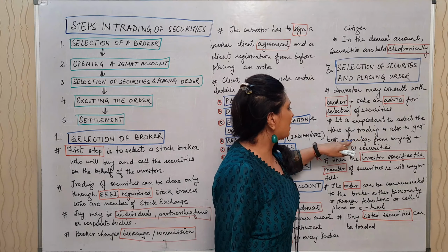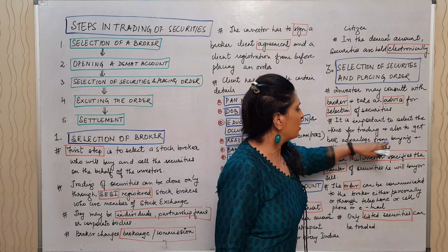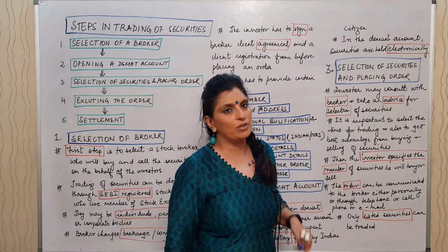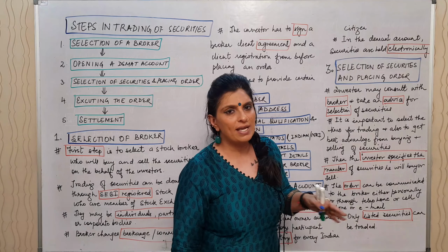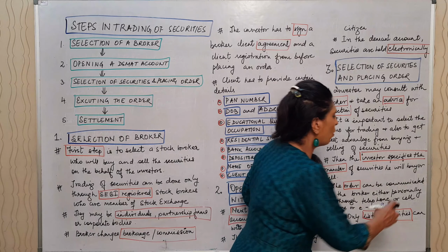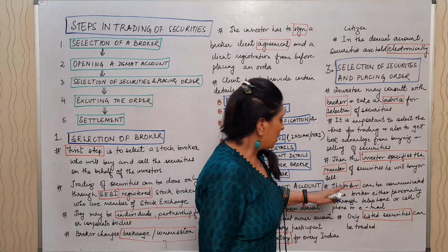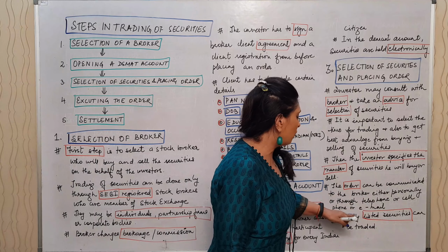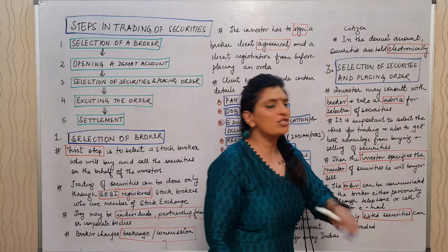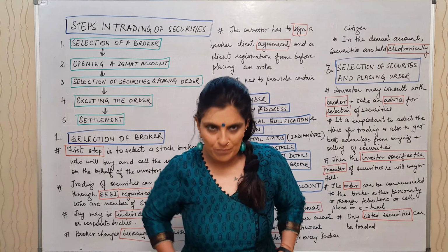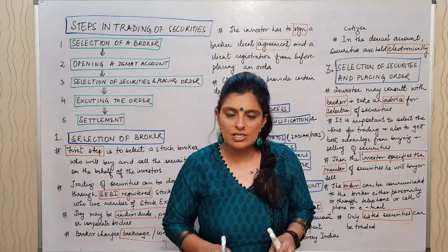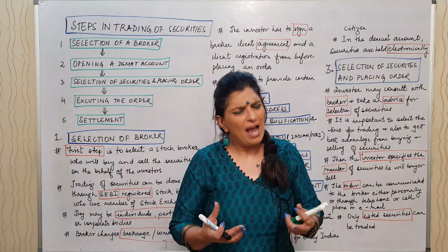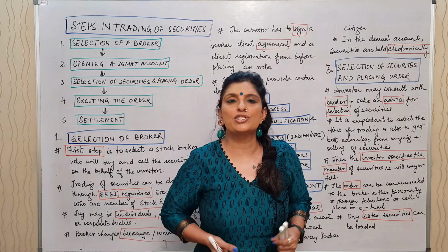It is important to select the time for trading to get the best advantage from buying and selling of securities. Then the investor specifies the number of securities he would like to buy or sell. The order can be communicated to the broker either personally or through telephone, cell phone, or email. Only listed securities can be dealt. Why? Because these are the securities which are legally allowed to be traded on the stock exchange. And moreover, you have more faith in listed securities.